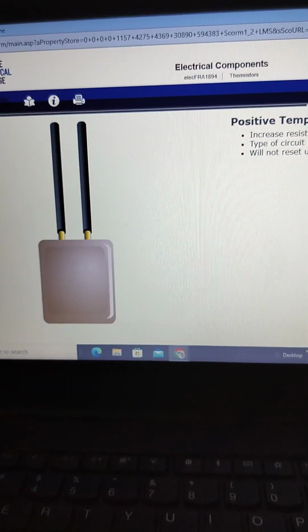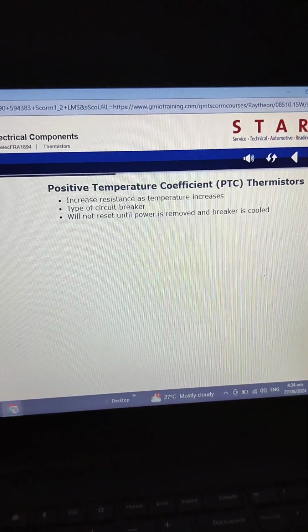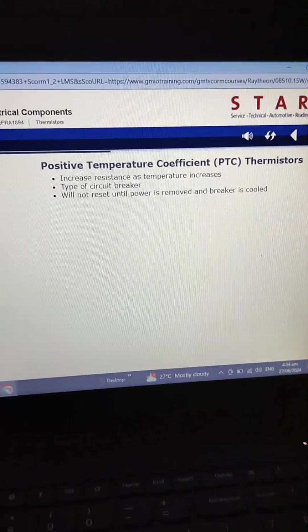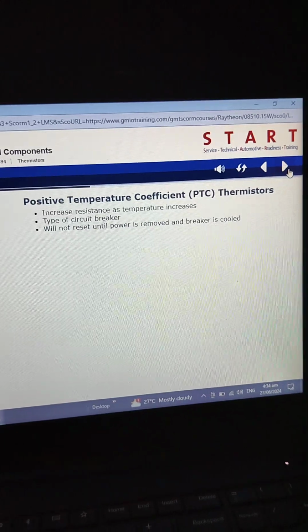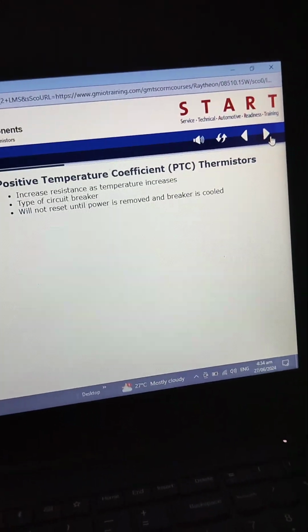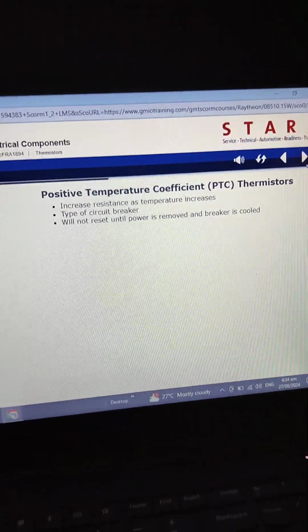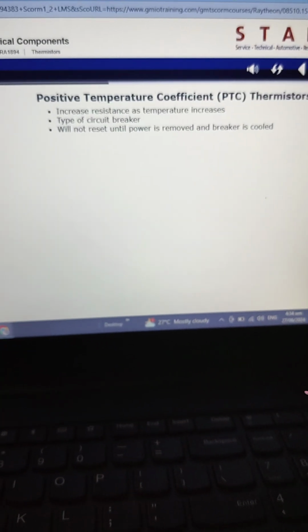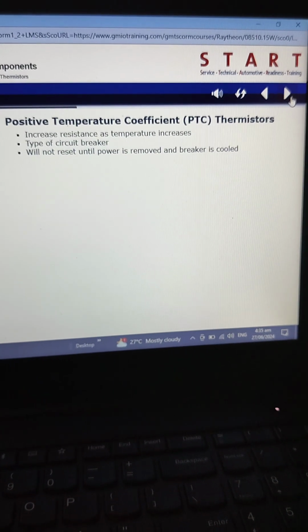Positive temperature coefficient, or PTC thermistors, increase resistance as the temperature increases. It is used as a type of circuit breaker made of a special material that limits current flow as it heats. Unlike a regular circuit breaker, the PTC will not reset until power is removed and the breaker is cooled.